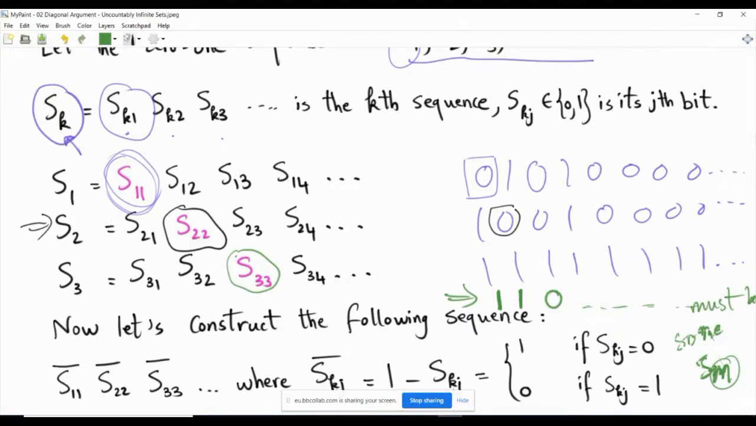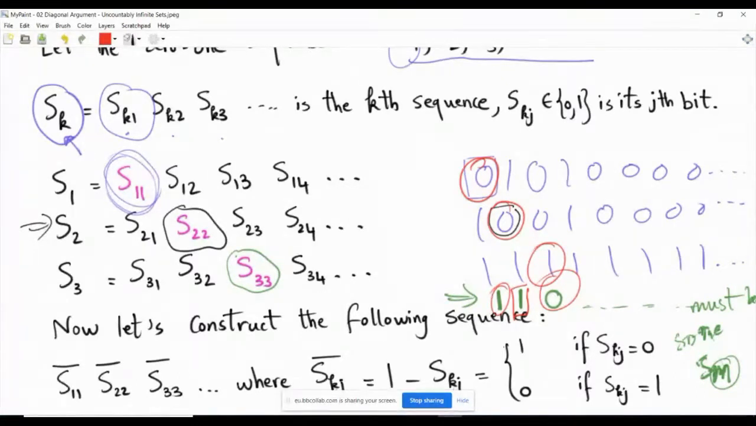Is our new sequence S1? No, because it differs from S1 at least in the first position. S1 has 0 in the first position, but our new sequence has a 1 here. It's not S1. Okay, is it S2? No, because S2 has a 0 in the second position, while our new sequence has 1 in the second position. So it may be S3? No, because S3 has 1 here, but our new sequence has a 0 here. So maybe it is S trillion.